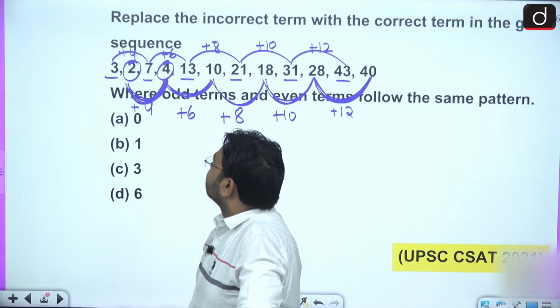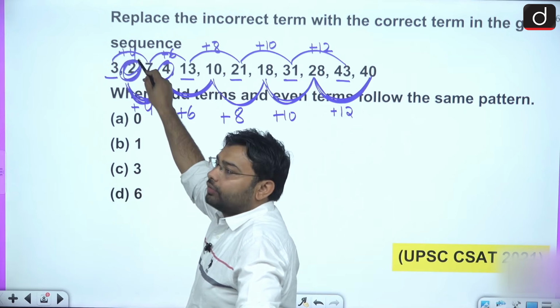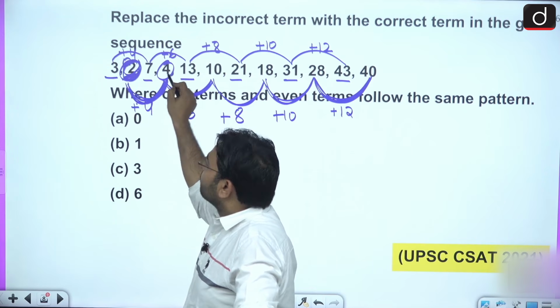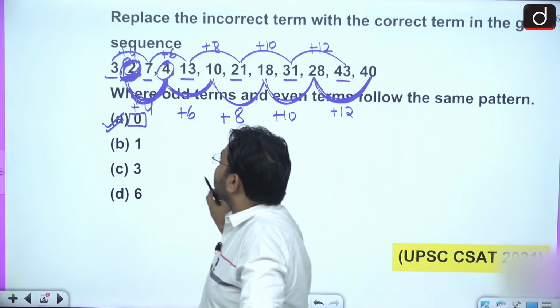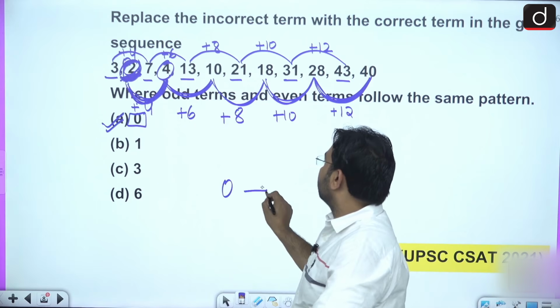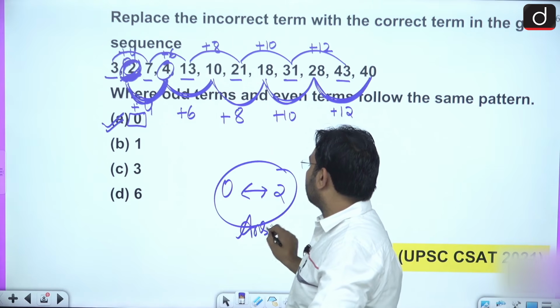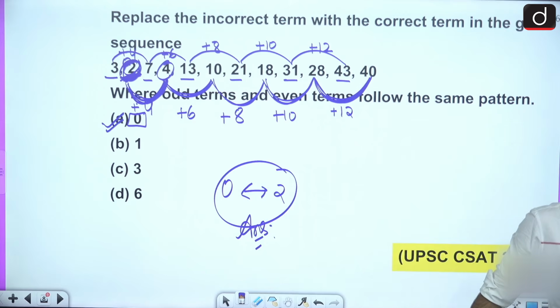3. 2 should be 0. If you replace 0 here, then 0 plus 4 is equal to 4, so this one is the wrong term and we need to replace this with 2. 0 is in place of 2. Put this one.